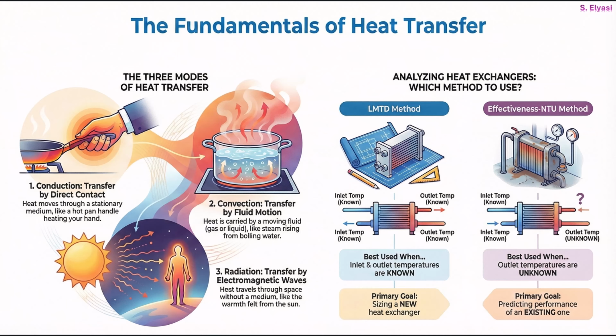All right, second, the guide dives into the two main methods for actually designing these systems. And which one you use, it all comes down to the data you have. If you know all the inlet and outlet temperatures, you're going to use the LMTD method. The whole point there is to size a brand new heat exchanger. But if your outlet temperatures are a mystery, you switch to the effectiveness NTU method. That's all about predicting the performance of an existing one. So yeah, getting a handle on these modes and methods is just critical to manipulating energy in pretty much any system you can think of, mechanical or natural.